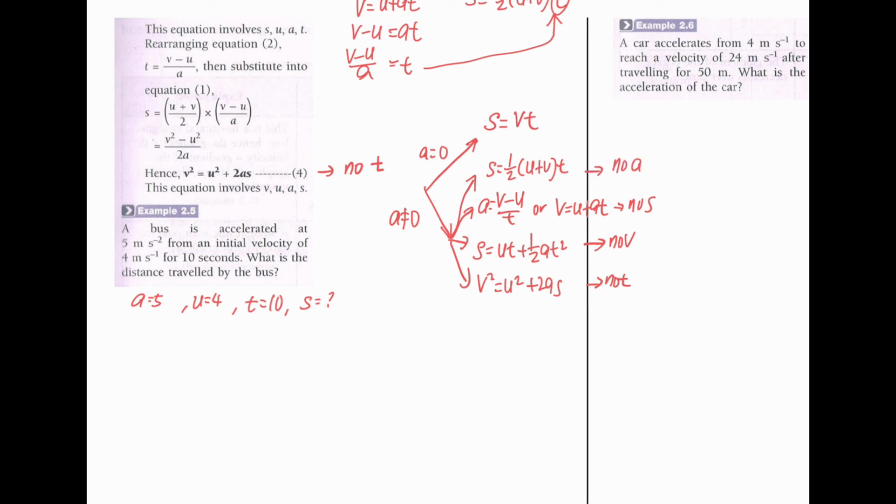So we have to choose the formula without v. Without v, we choose this. So s equal to ut plus half at square. So the u is 4, the t is 10, half, the a is 5, and then t square, 10 square. Okay, then after that, we just press calculator. 40 plus 100, 500, 250, 290 meter. Okay, so we get this.